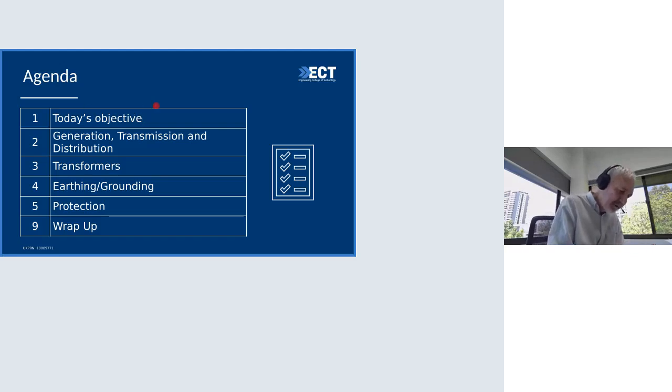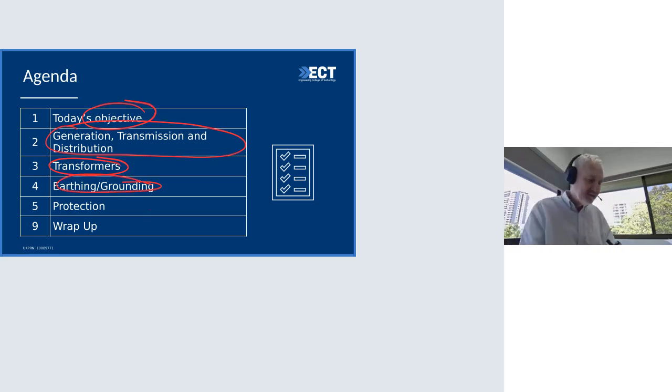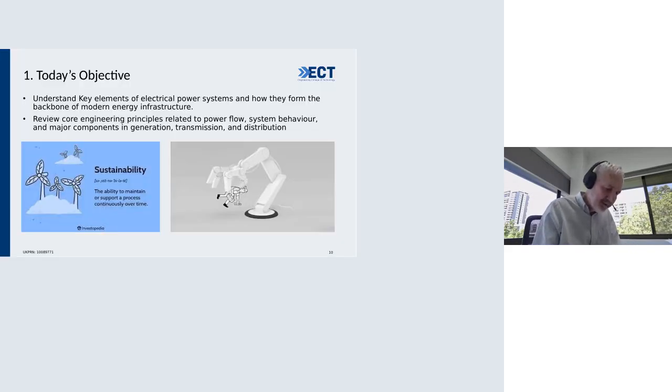So today, just a quick summary of the objective. Just talk about generation, transmission, distribution, transformers, earthing, grounding. Obviously, earthing's used in the IEC universe, and the North American IEEE would generally refer to grounding. A few mentions of protection, and then wrap up. So it's just a quick introduction to the topic for your edification.